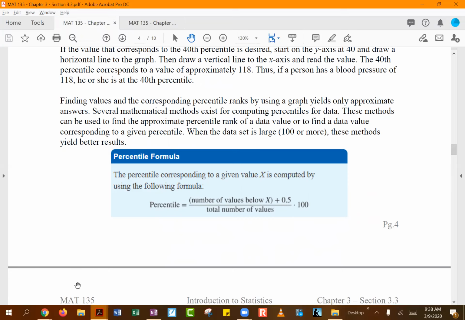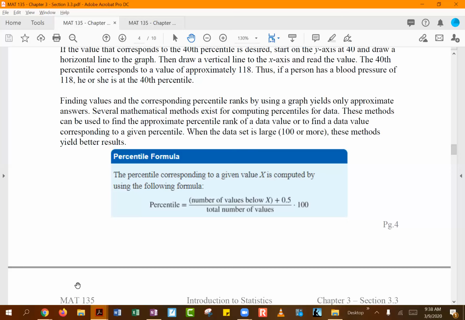So as you can see, your percentile formula here. We're saying the percentile corresponding to a given value of X is computed using this formula here. So they're looking at whatever data value X for which we're trying to find our percentile rank. You actually start by looking at how many values you have below that X value. You're adding half to that. So that's your standard. You're going to add half, divide by the total number of values, and then of course you're multiplying by 100.